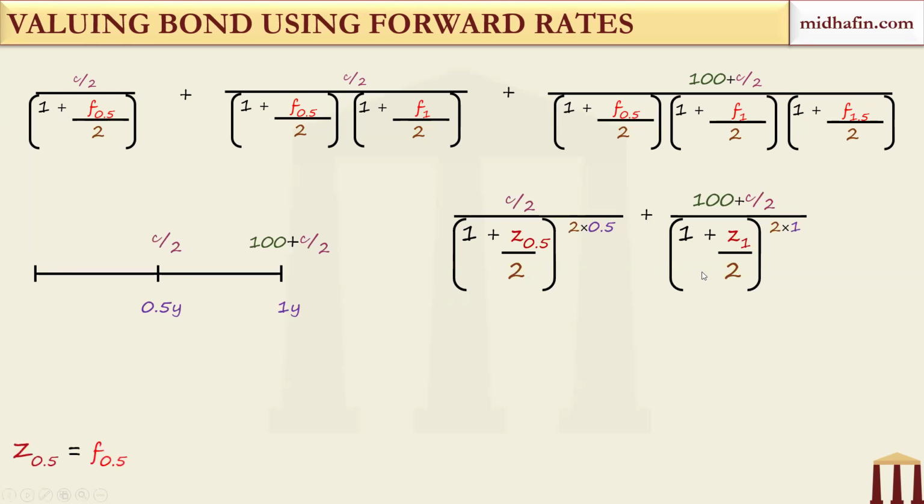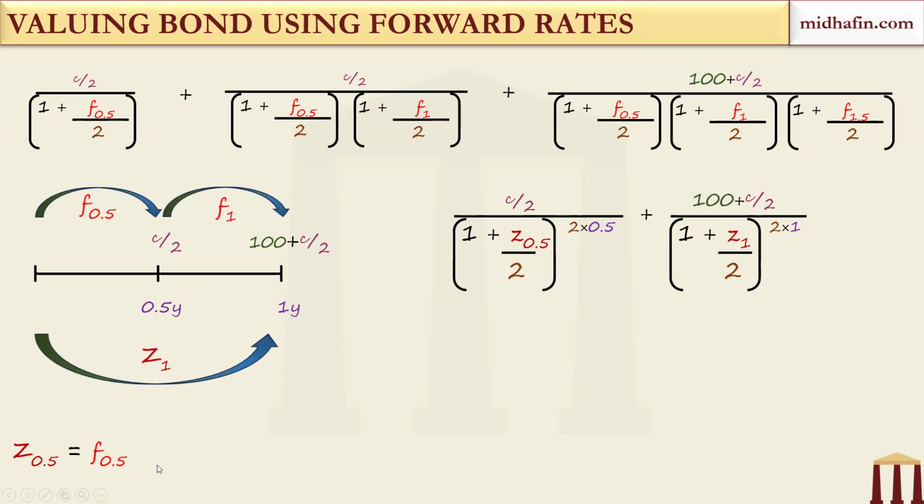Now let's first understand z(0.5). I have already explained just now that z(0.5) is nothing but f(0.5). Okay, both are the same thing by definition. Now let's talk about the second. We have studied that Z1 basically is the 1-year spot rate. That means if I invest money today, then I will end up earning Z1.